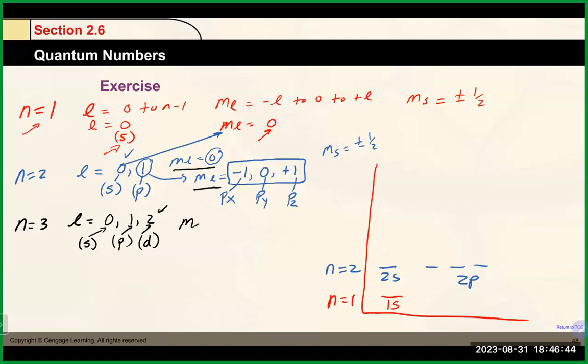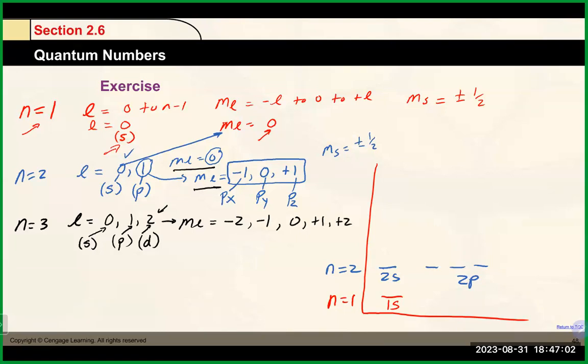The m sub L for our 2 here means that it can run from -2, which is the minus L value. Again, whole numbers here: -1, 0. And then we're going to do the positive side of it, which would be +1 and +2.